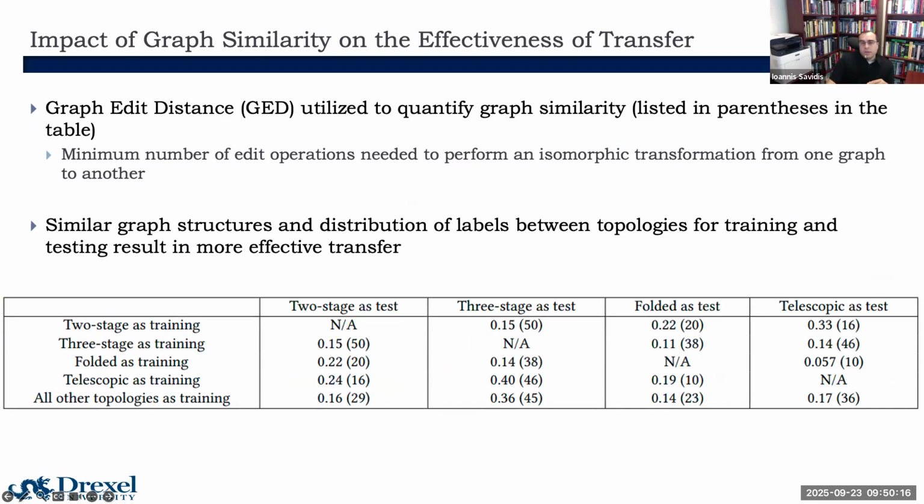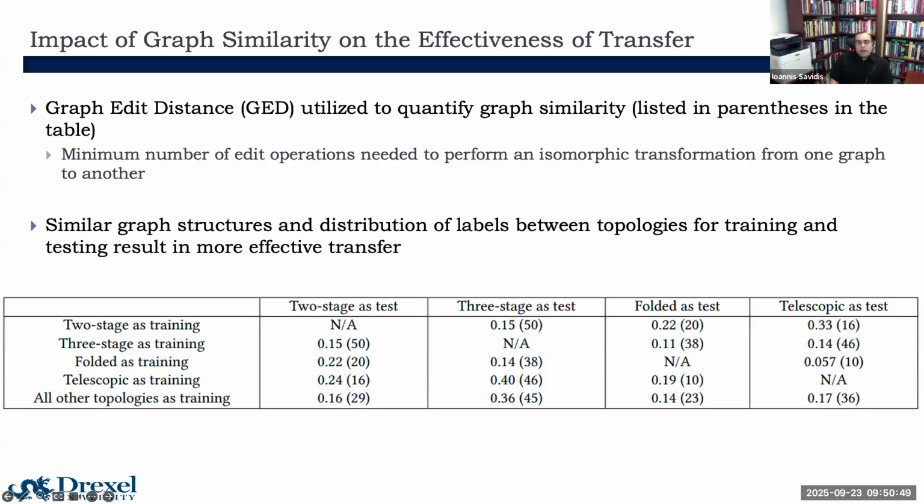And we observed that the minimum number of operations needed to perform an isomorphic transformation from one graph to another, which is that GED score, is lower when the two circuits are similar, and the resulting error is lower for the same scenario. So basically, when the same circuit is applied as the test circuit. The thing here is that similar graph structures and also the distribution of labels between the topologies for training and testing results in a more effective transfer for the model.